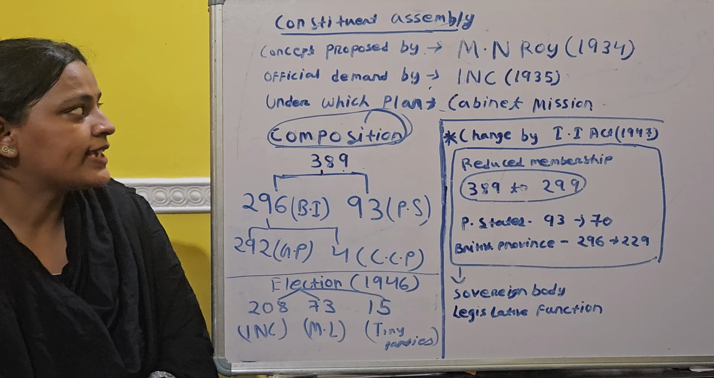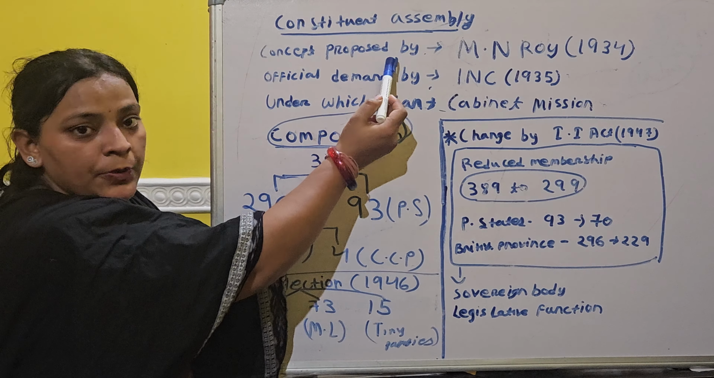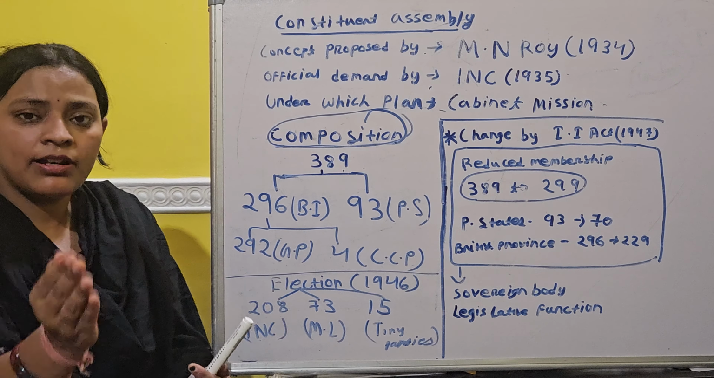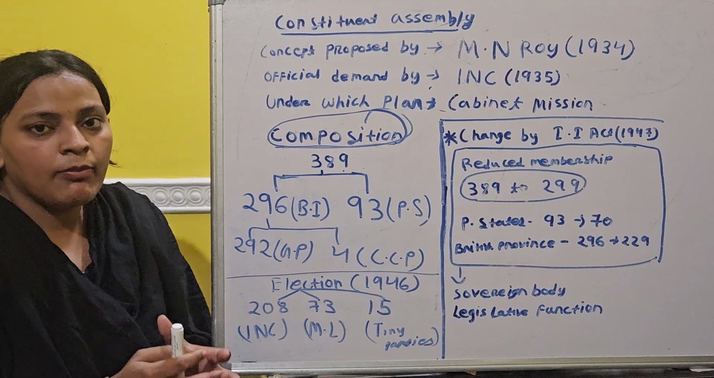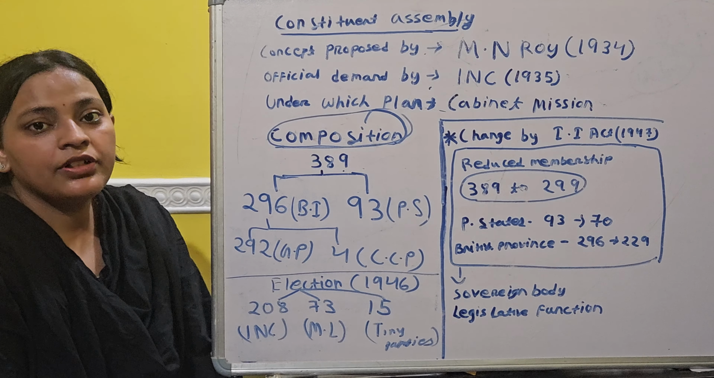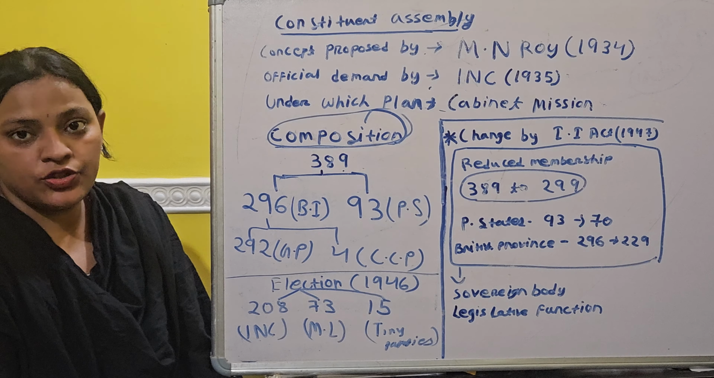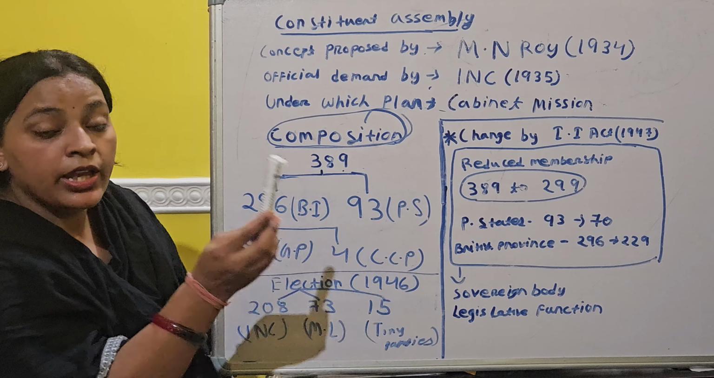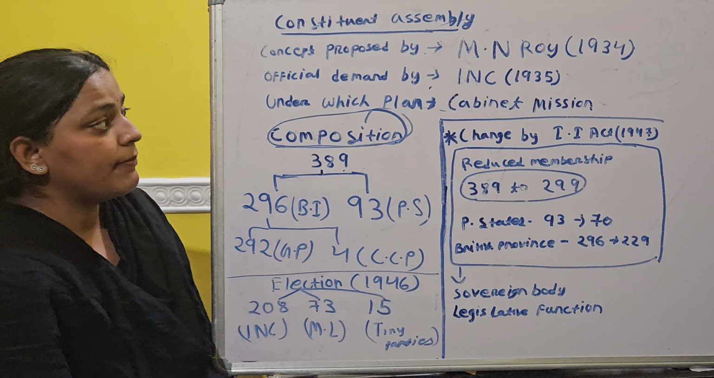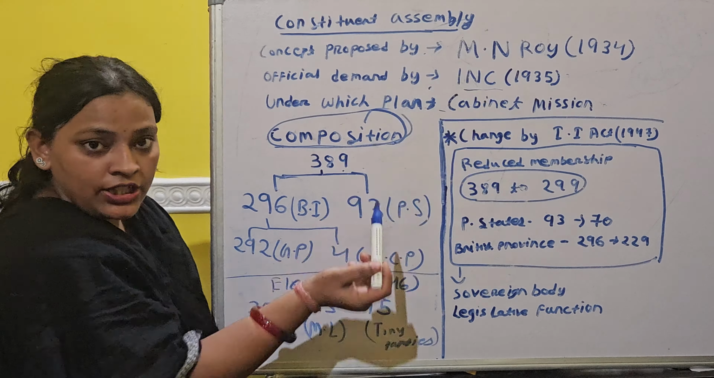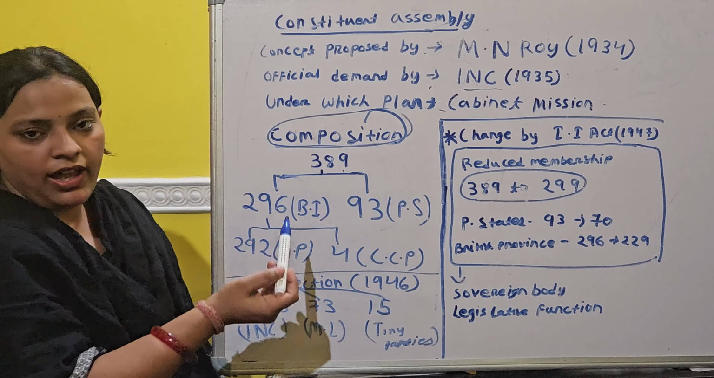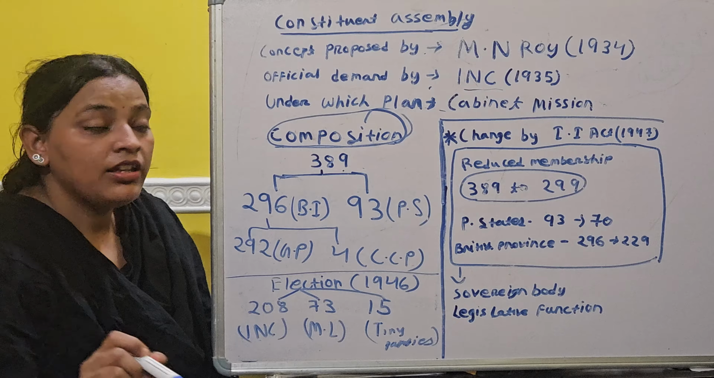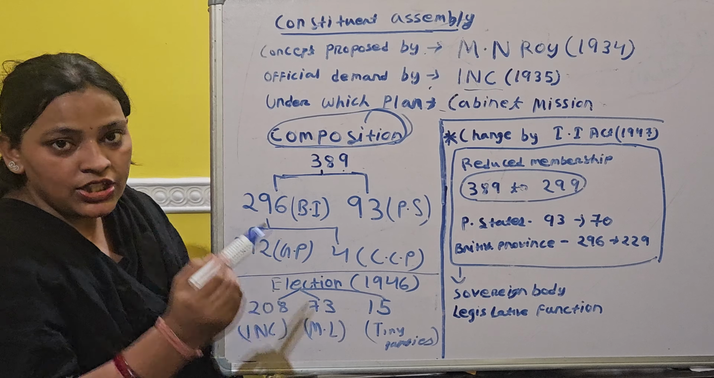So, the Constituent Assembly. This concept was first proposed by M. N. Roy in 1934. Several persons have proposed it, but his was the proposal which categorically referred to the Constituent Assembly. The official demand was joined by the INC in 1935. Then under which plan? The Cabinet Mission Plan. Under the Cabinet Mission Plan, the Constituent Assembly was formed.